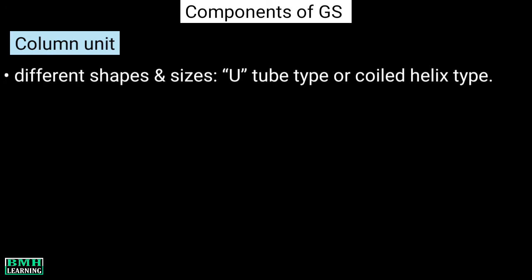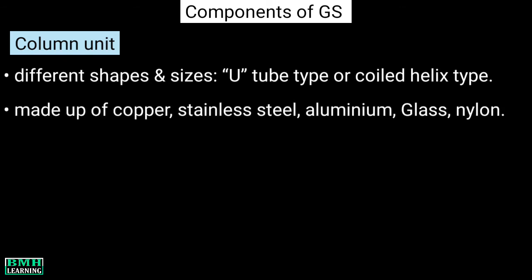Next component is the column unit. Now the columns come in different shapes and sizes, which include U-tube type or coiled helix type. They are generally made up of metals like copper, stainless steel, aluminium, glass and nylon. Now there are two types of columns.